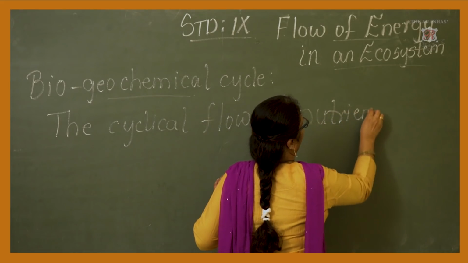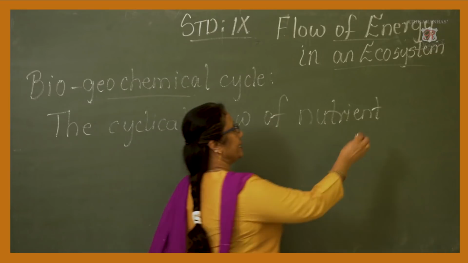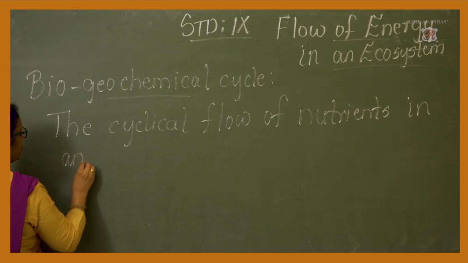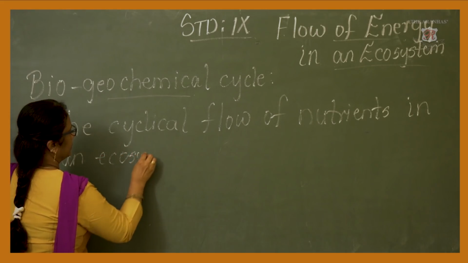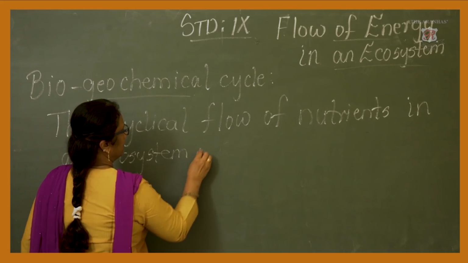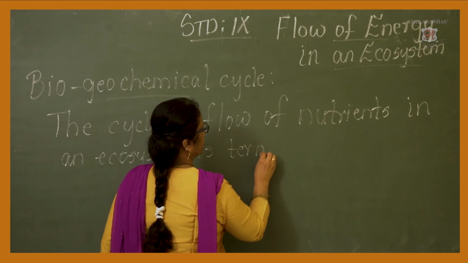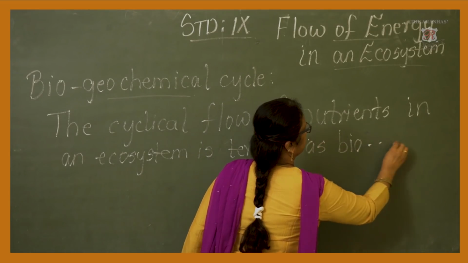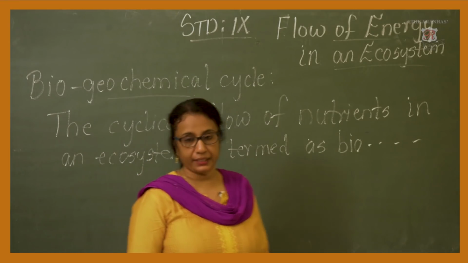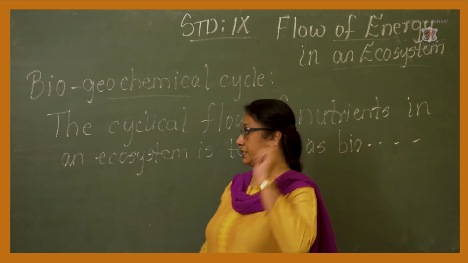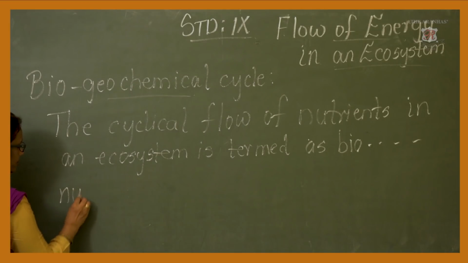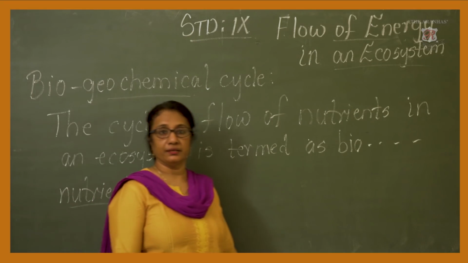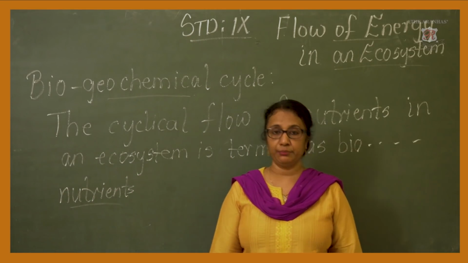The cyclical flow of nutrients in an ecosystem, all right, is termed as biogeochemical cycle. The flow of nutrients. Now, I am using the word nutrients. What does this word nutrient mean? Yes, can anybody tell me what this word nutrient means?